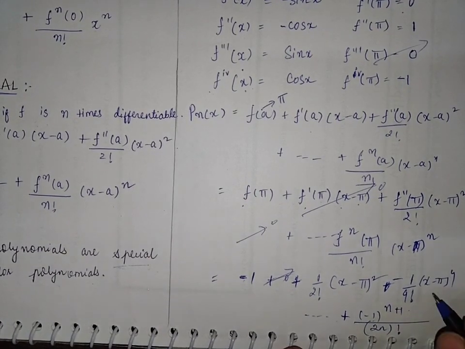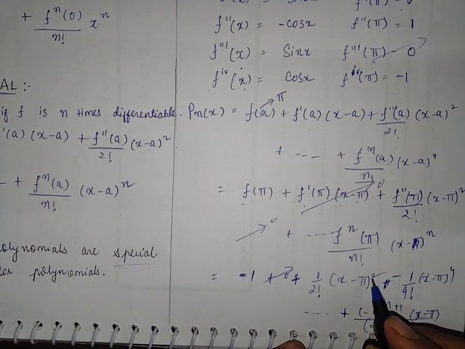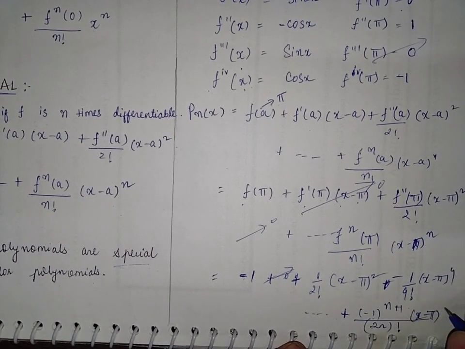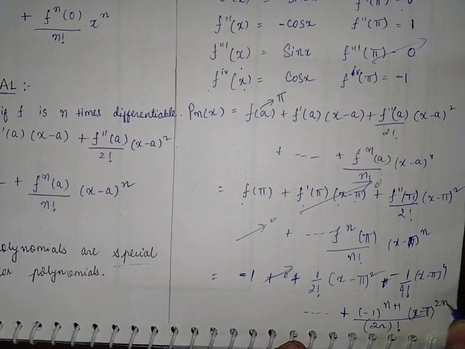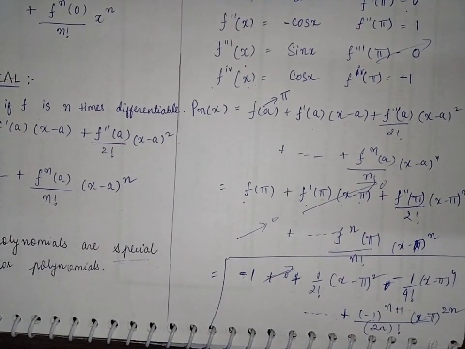Okay, and here we have x minus pi, and what happens here? 2, 4, that is x minus pi raised to 2n. Okay, so this is the standard series which we got after putting the values.